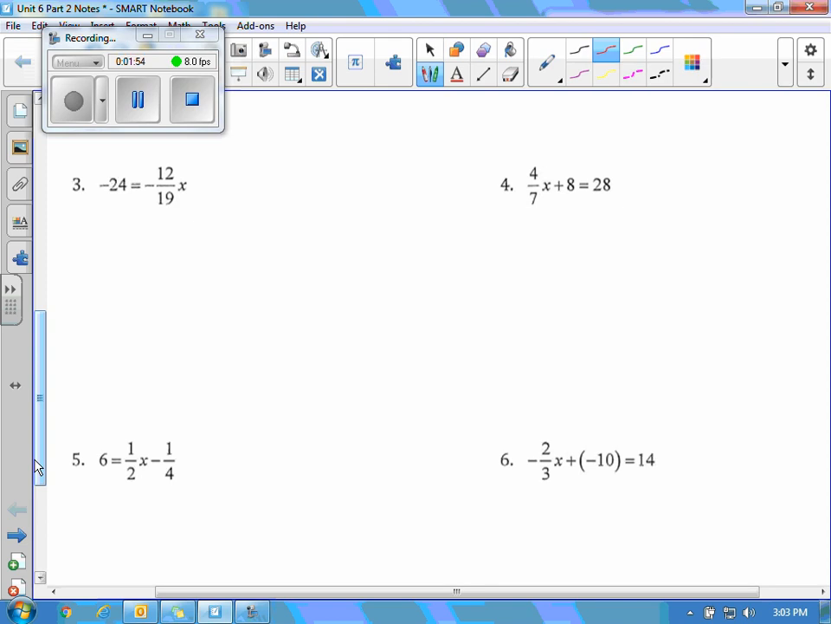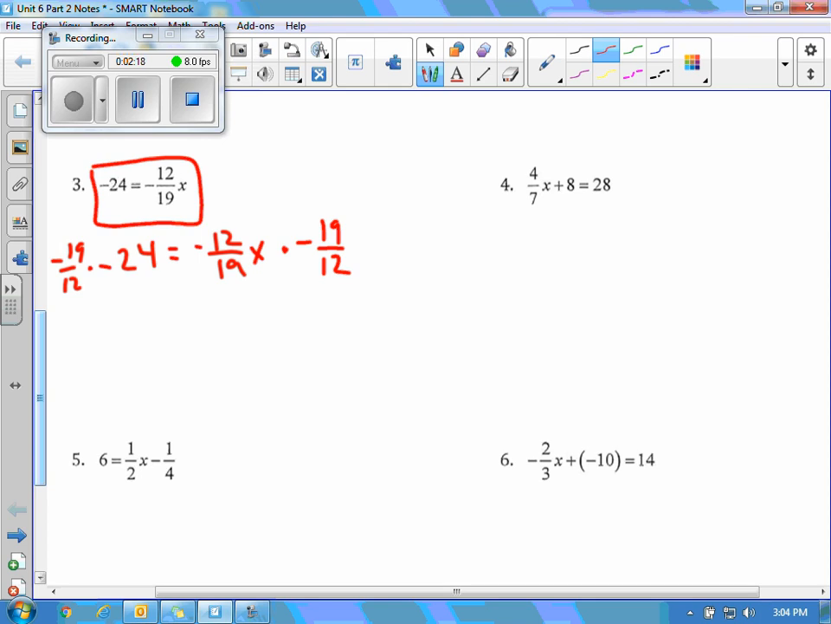First thing I'm going to do is box and rewrite. So I have negative 24 equals negative 12 over 19x. The only real difference here is that my variable's on the right side. I go to the right side, I want the reciprocal of that fraction, which is still negative, but now just 19 over 12. If I do it to one side, I have to do it to the other, so negative 19 over 12 multiplied by that over here. So on the right side, the 12's cancel each other out, the 19's cancel each other out, the negatives cancel each other out. So all I have is x.